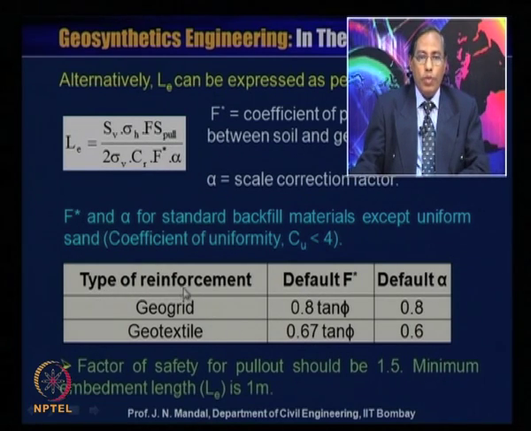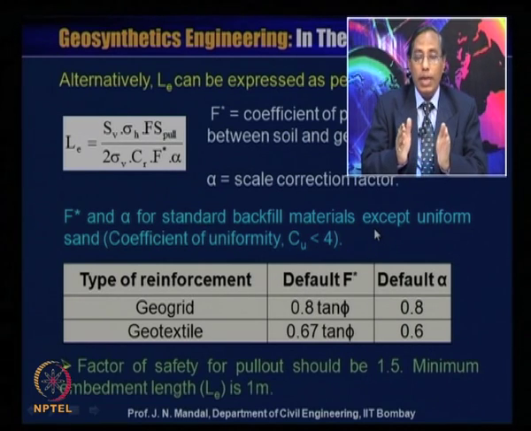So here, for the typical type of reinforcement, these are the default F star and default alpha. If it is a geogrid, the default F star value will be 0.8 tan phi, and the default alpha value is 0.8. If we adopt geotextile, the default F star value is 0.67 tan phi and the default alpha is 0.6. So the factor of safety for pull-out should be 1.5 and the minimum embedment length should be 1 meter.